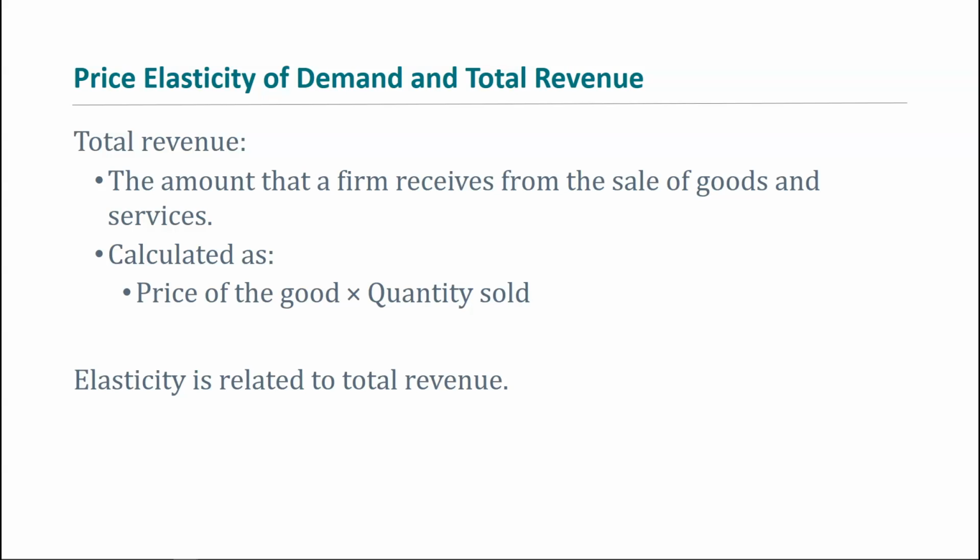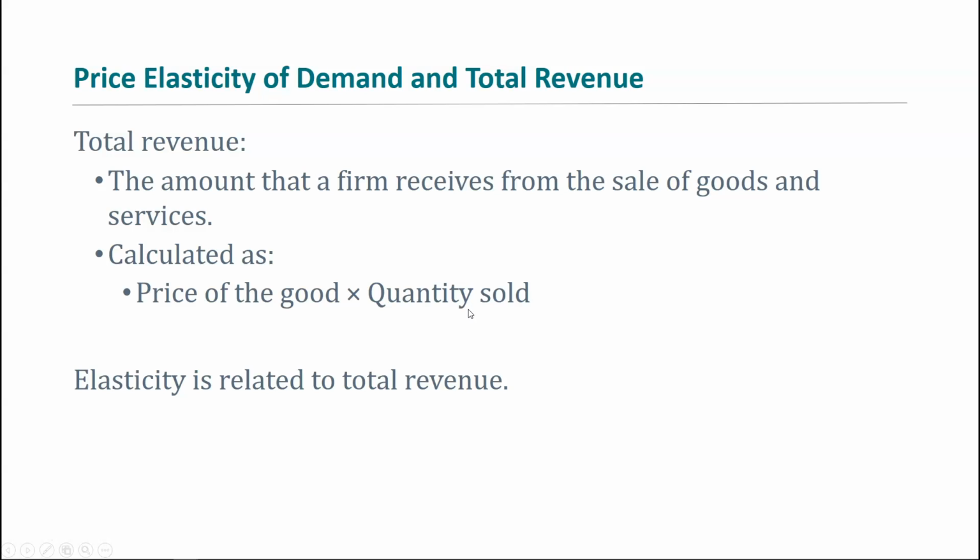Elasticity then is very related to total revenue because elasticity tells us about the relationship between these two things, the price and the quantity, right? And we know that when price goes up, quantity is going to go down. So there's good news. Yay, we're going to make more money per item that we sell, right? But then there's bad news. We'll sell fewer items, right?